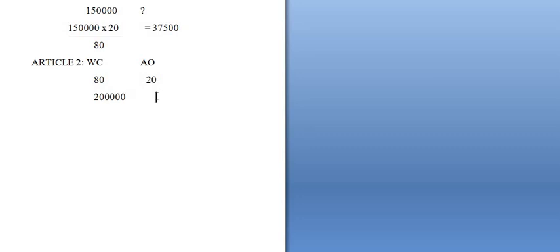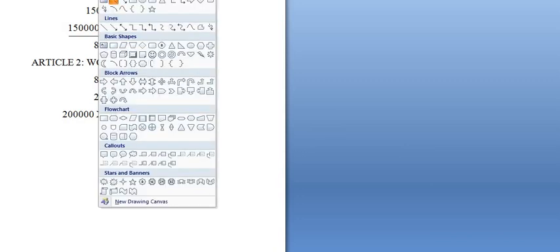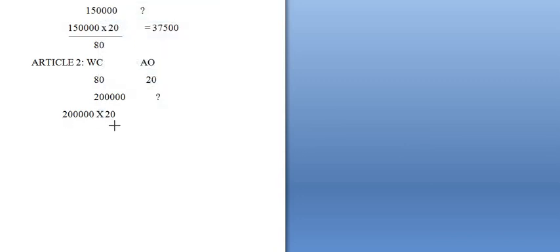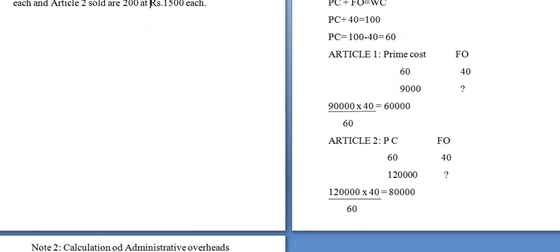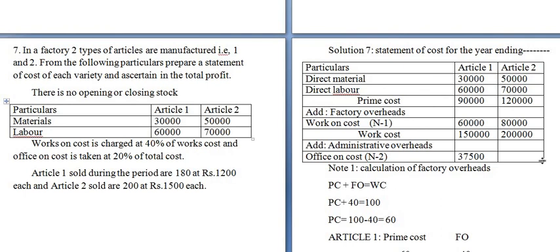then how much will be administrative overheads? Again calculate 2 lakh into 20 divided by 80. Divided by how much? 80. Okay, equal to amount is how much? 50,000. Okay, again go through the chart. Here you can write 50,000.